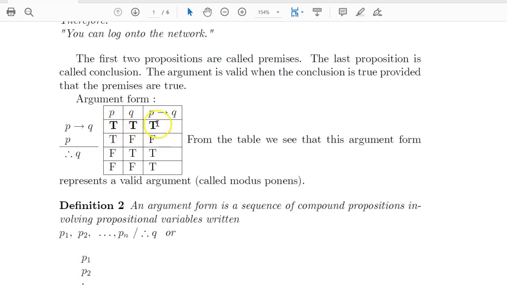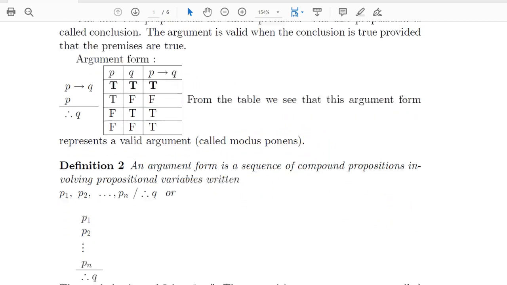So we look for premises. Both premises are true only in the first row. And the conclusion is also true. In the second row, not both are true. So this argument form is valid. It is called modus ponens.